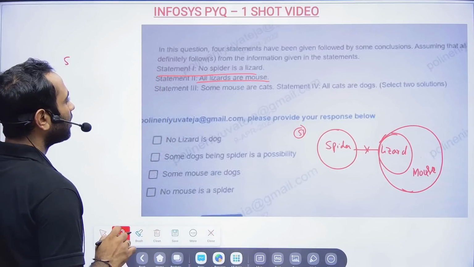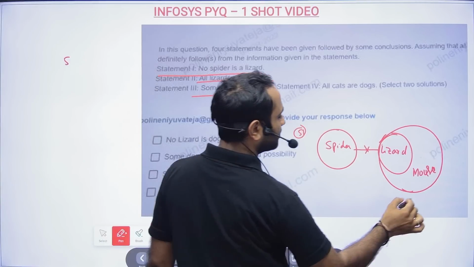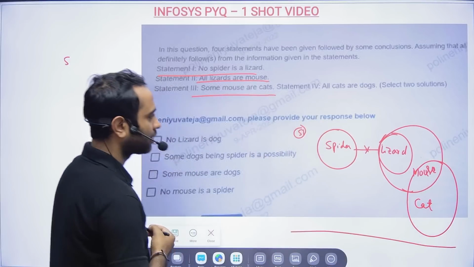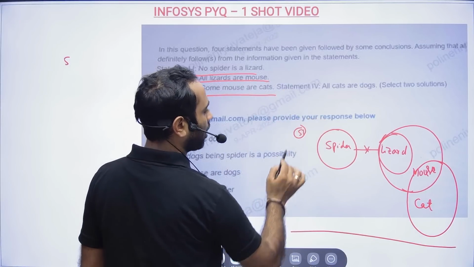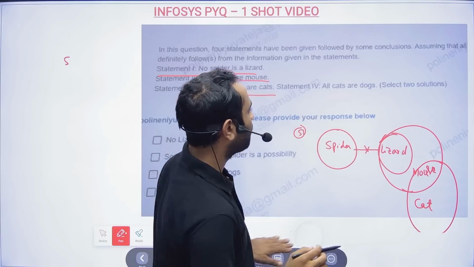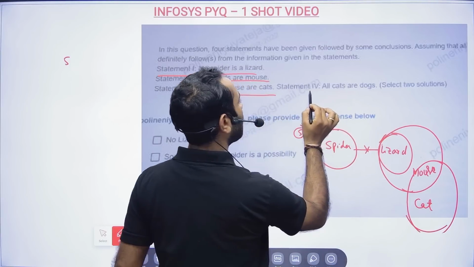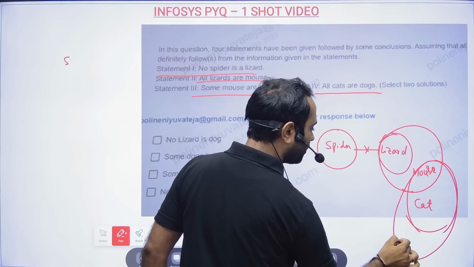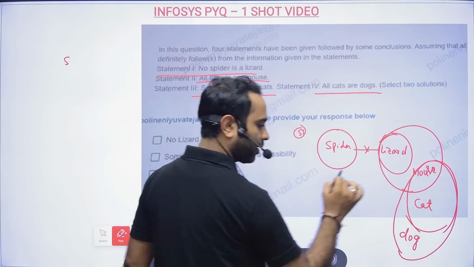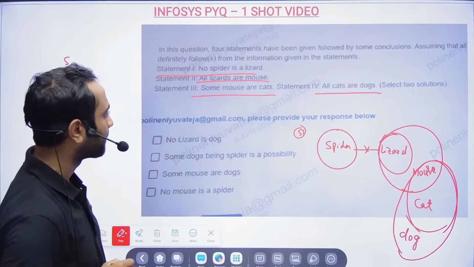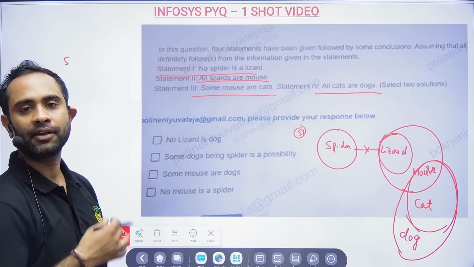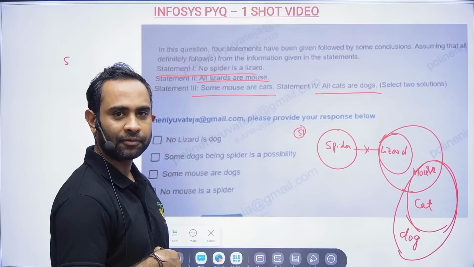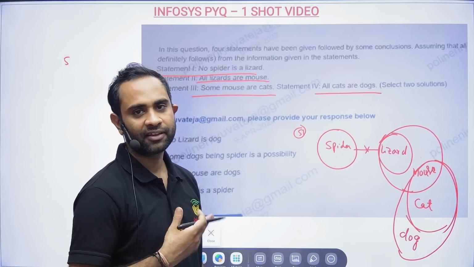And some mouse are cat. Statement 4 is also there. And all cats are dog. All cats are inside dog. Very nice, all the cats are dogs. And all dogs are men, like that they will tell. So that question I don't solve it, because when I solve, I also feel the same.